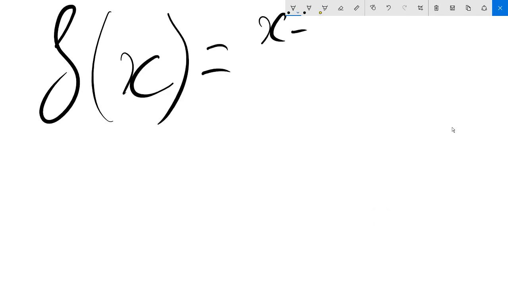So let's start by making a function. F of x is equal to x minus 1 over x minus 1. No matter what the value is, it's always going to be 1 unless x is equal to 1. If x is equal to 1, it's going to be undefined.